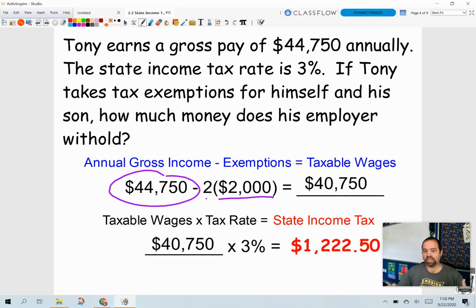So once they have adjusted his income, that's also called the adjusted gross income. I know it's another definition to throw out there. So his annual gross income has been adjusted down to $40,750. That's what they're going to calculate. They're going to take 3% or 0.03 times his adjusted income to get $1,222.50. This is how much he's going to actually pay in state taxes for the year. So we've got to start with their annual salary and then subtract off however many $2,000 adjustments.